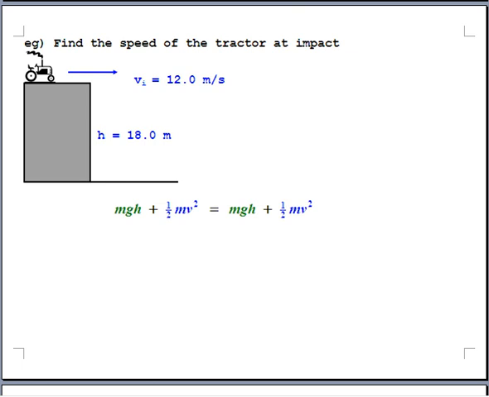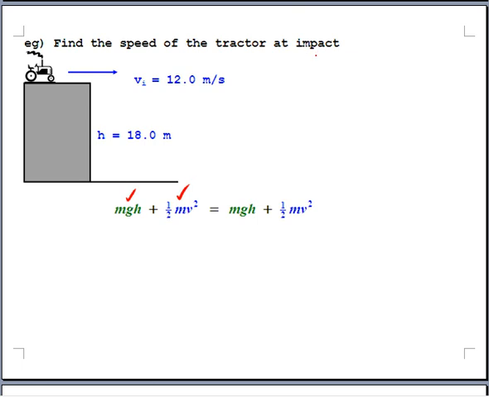So let's ask ourselves those questions. Does this tractor start in the air, on a building, on a hill? You bet it does. Does this tractor start with some velocity? Yeah, starts with 12 meters per second. It's actually got potential energy and kinetic energy at the start.